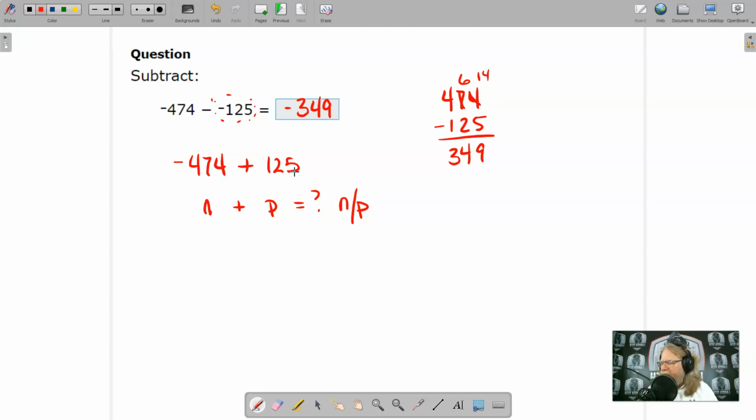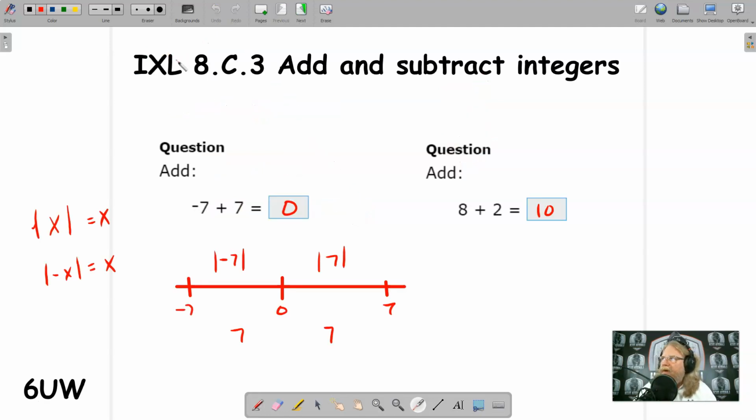And that concludes all of my examples for IXL 8.C.3, add and subtract integers. Good luck with your activity.